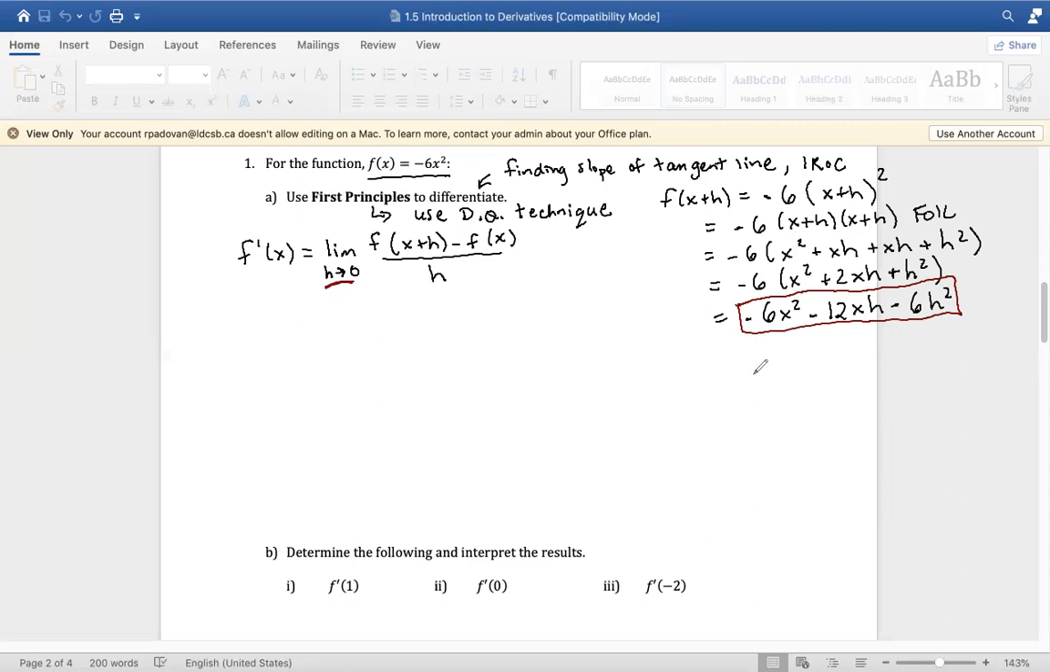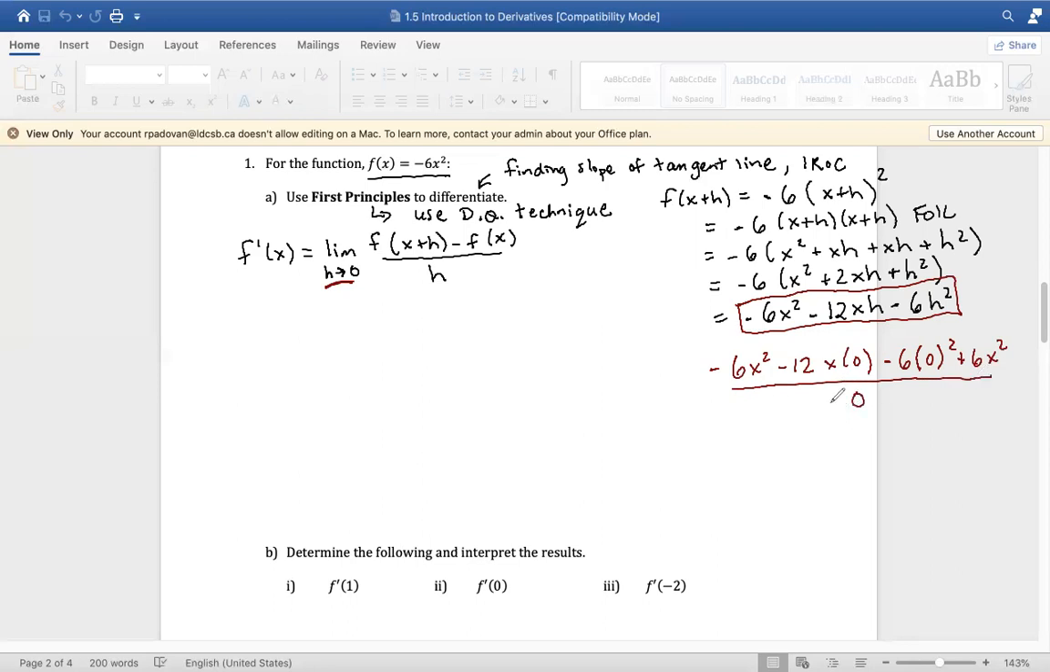So I'm just saying if I were to replace my h's with 0, I would have negative 6x squared minus 12 times x times 0 minus 6 times 0 squared. And then to finish off the rest of the equation, right? This is just f of x plus h. If I was in a minus, that function at negative 6x squared will end up turning into a positive 6x squared. And then to finish off the equation, I have h as the denominator, but the h is now 0.